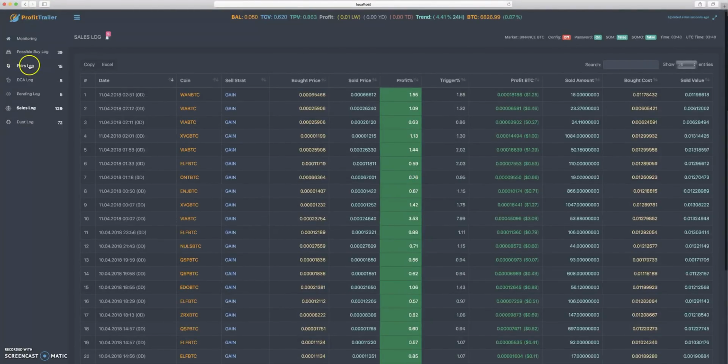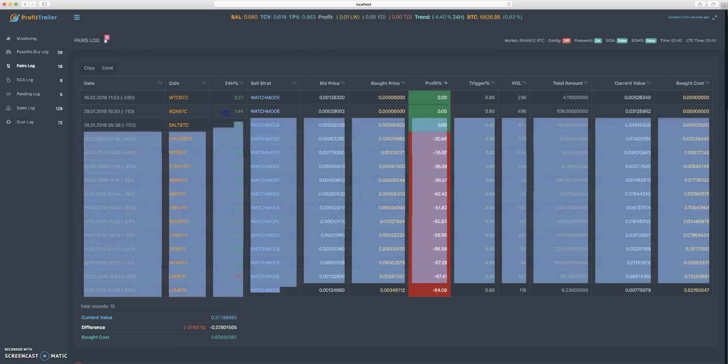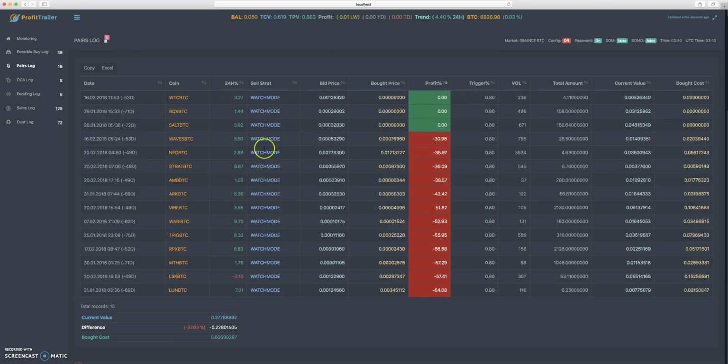I'm just going to show you my pairs log, and I'll give you a reason why. Basically, I was running Profit Trailer well before the big run up to 20,000, and so I got caught in some really nasty bags here. Obviously negative 63%. I put all of these coins in watch mode, so Profit Trailer is no longer looking at any of these coins. Basically I'm just holding them, and I have a bit of a strategy that I'm going to use to get rid of these negative bags.